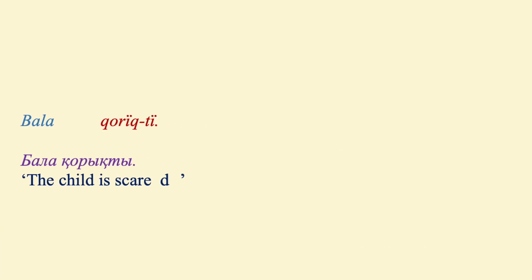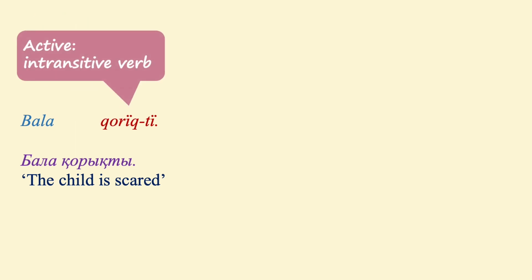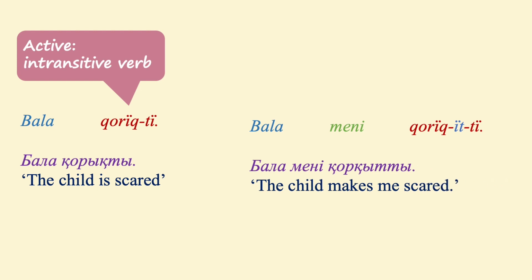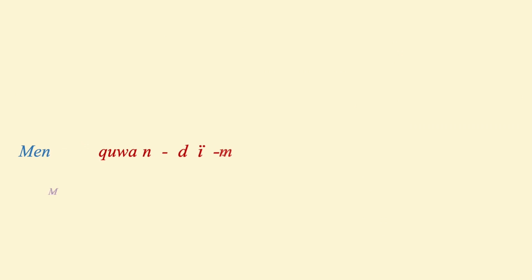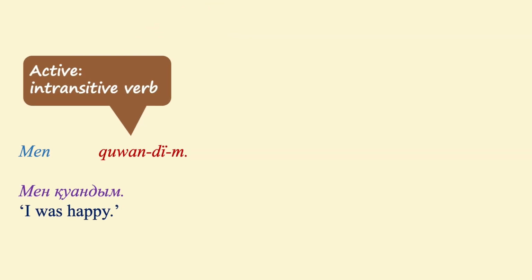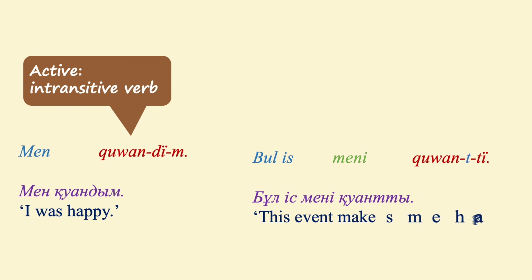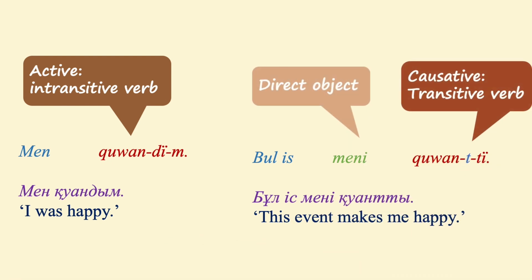Similarly, bala қорықты, the child is scared, is an active sentence where the verb қорық, to be scared, is an intransitive verb. But if it takes the causative suffix, qorqut, to scare, it needs a direct object. So the sentence should be like bala meni qorqutdi. The child makes me scared. One more example. Men quvondim. I was happy. Бұл іс meni quvondырды. This event makes me happy. Here the subject men in the active sentence is changed to a direct object in the causative sentence.